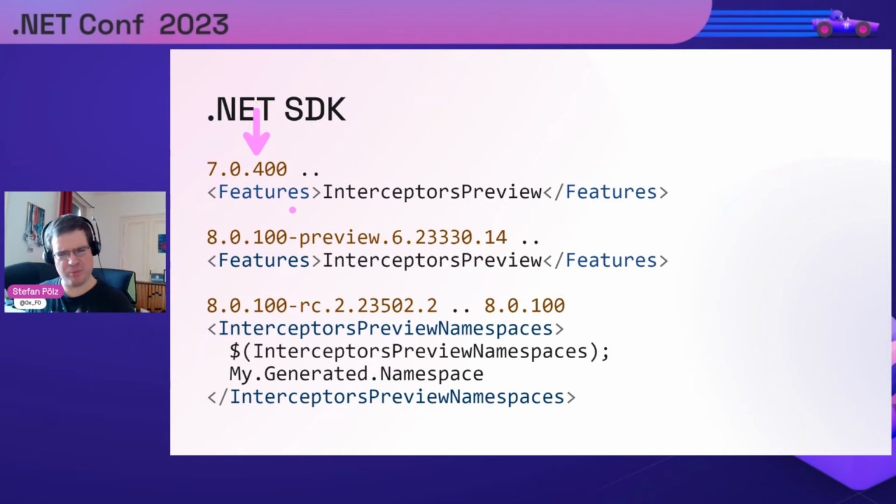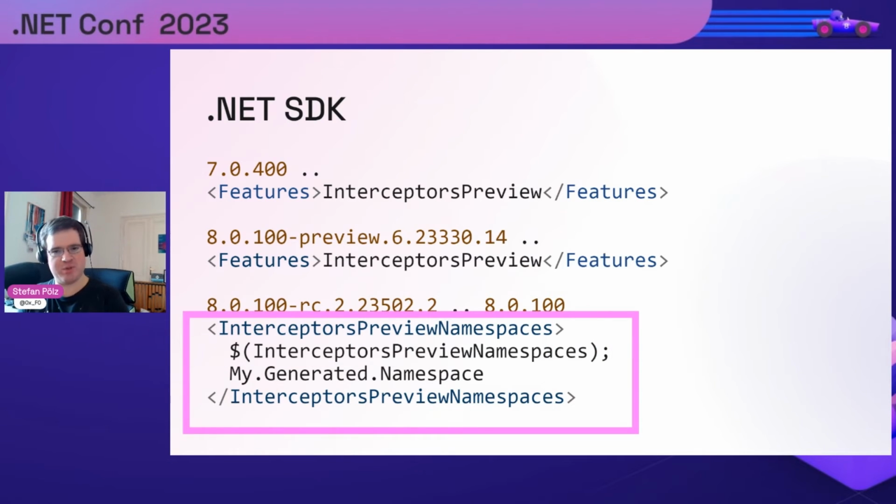Maybe you have seen this from some discussions or some demos, that in the first version of this experiment, you just opted in by saying features interceptors preview, and then you opted into the interceptors feature in general, not only for this particular namespace. In .NET 8, it was added in preview 6. And since release candidate 2, and also now in the full stable 8 release, we have this InterceptorsPreviewNamespaces property where we need to explicitly declare which namespaces we want to allow to contain interceptors.